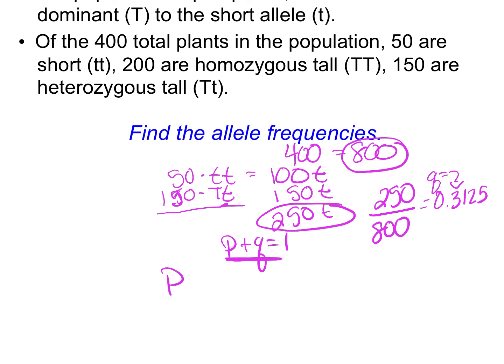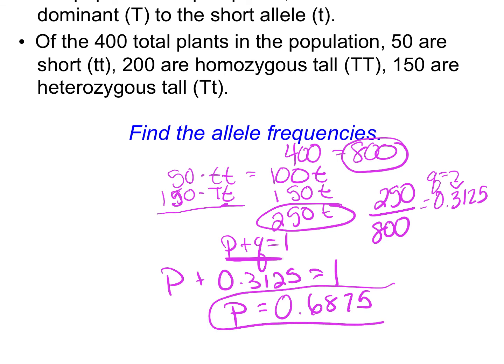All right, so if I have P and I have Q, and that equals 1, then P, my frequency of the dominant allele, I get by subtracting 0.3125 from 1. I get 0.6875. So this is my frequency for the dominant allele, and 0.3125 is my frequency for the recessive allele in my 400 plant population.